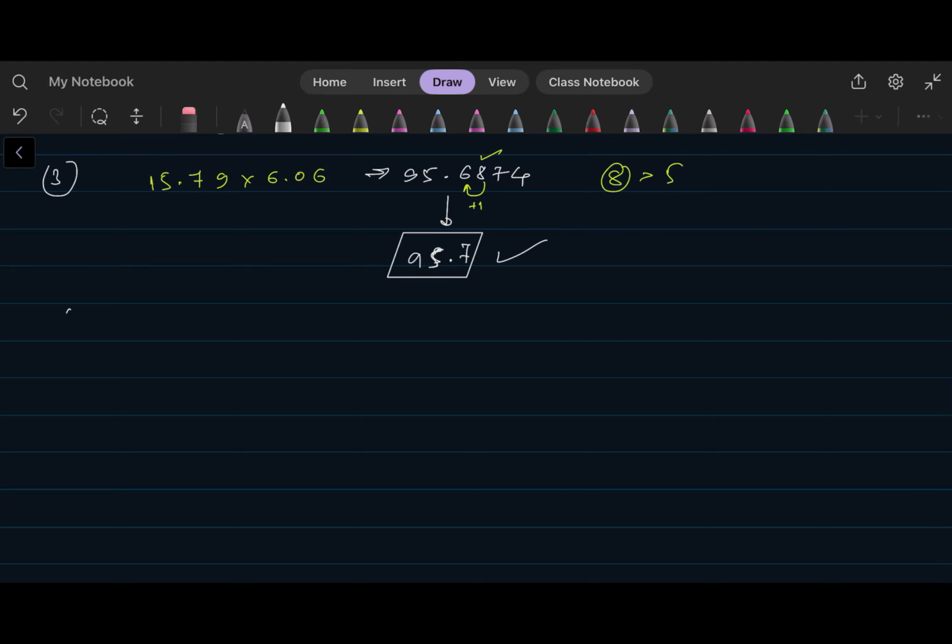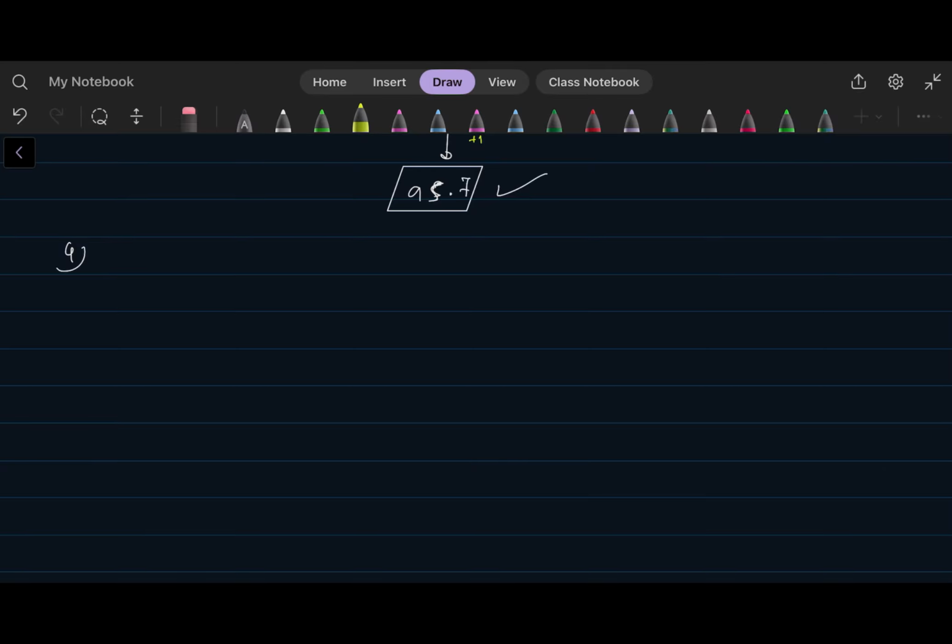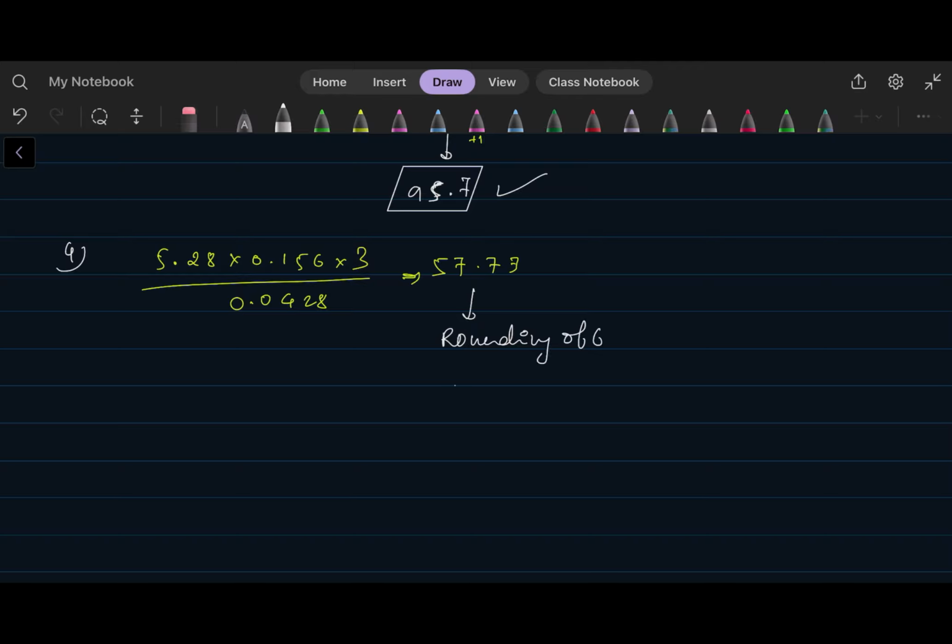Like division, if it goes, a simplified example I am just mentioning: 5.28 into 0.156 into 3. If I am trying to multiply with 0.0428, then I am going to get the value 57.73. Here in this value I want to do the rounding off again, then the value is going to become 57.7 because 3 is less than 5. This is how rounding off and significant figure values are going to work.